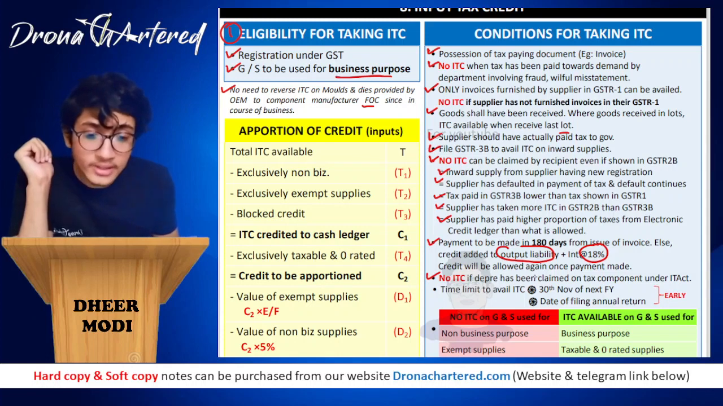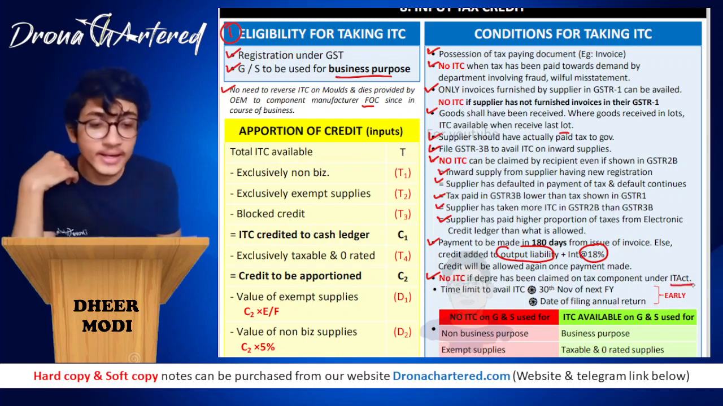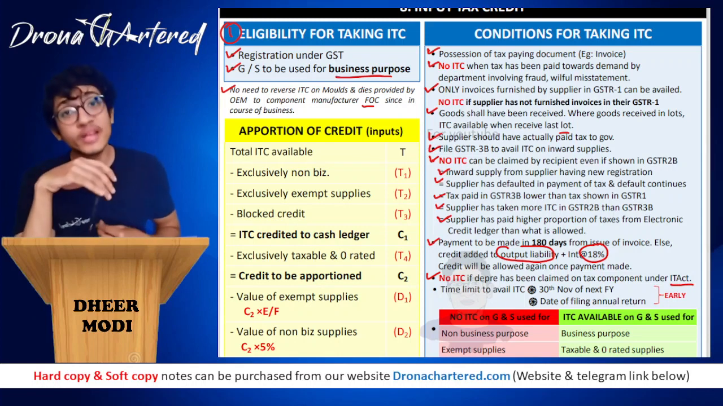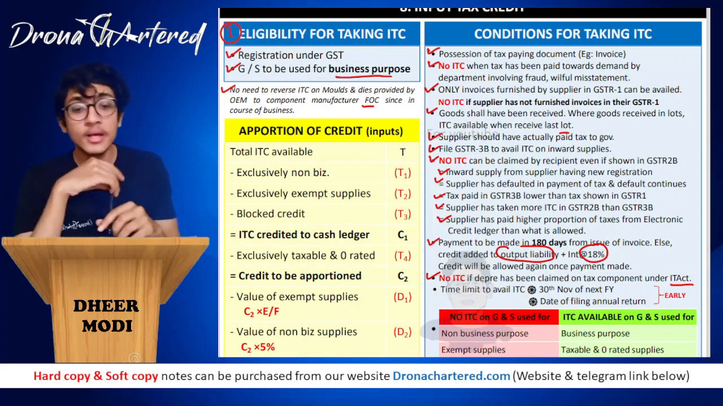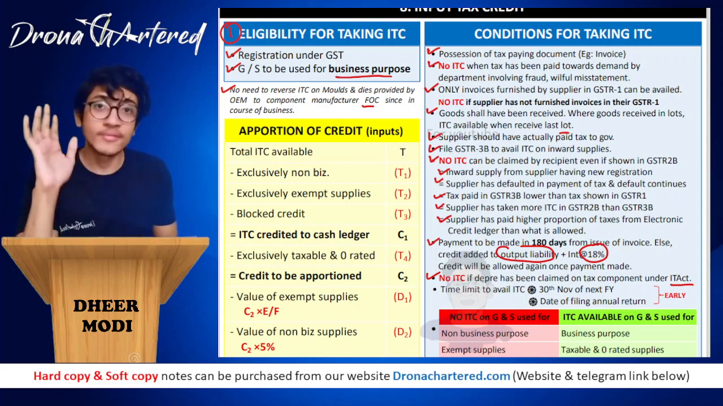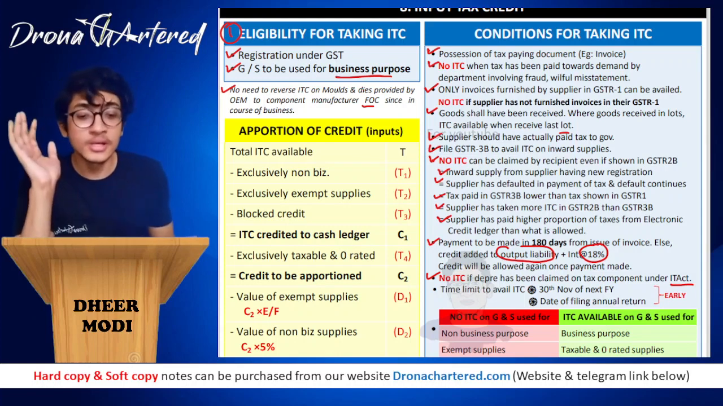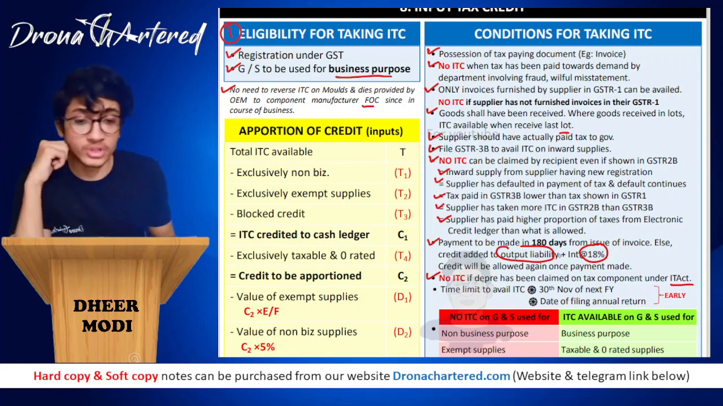Next is no ITC if depreciation has been claimed on the tax component under your IT Act. IT Act is your Income Tax Act. So if you claim depreciation under income tax, you will not be allowed credit under GST. You will be allowed the benefit only at one of the places. If you've taken credit under GST, you will not be allowed depreciation in income tax on the tax portion.